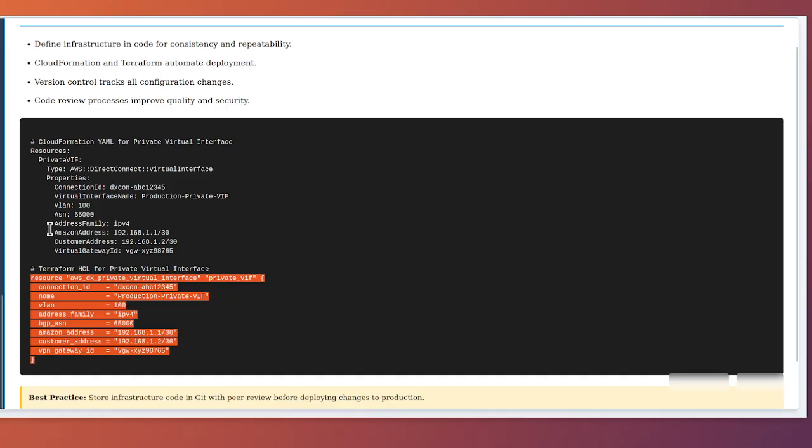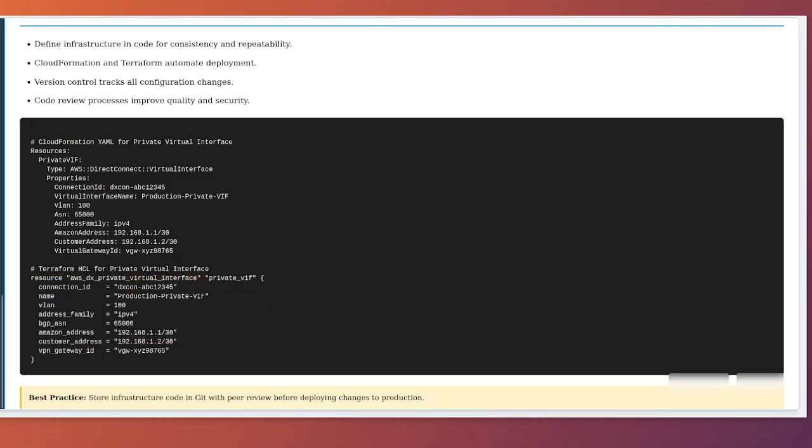You define resources in Terraform configuration files, run Terraform plan to preview what changes will be made, and then run Terraform apply to create or update the infrastructure. Terraform maintains state information about your infrastructure, allowing it to determine what needs to be created, modified, or destroyed when you make changes. The advantage of infrastructure as code extends beyond initial deployment.